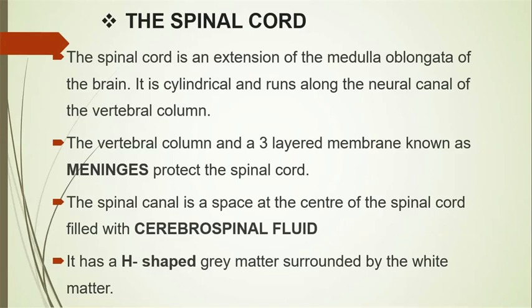Now, the vertebral column and a 3-layered membrane known as meninges protects the spinal cord. So the function of the vertebral column is to protect the spinal cord. The spinal canal is a space at the center of the spinal cord filled with cerebrospinal fluid, and that is where the spinal cord runs through. The spinal cord has a H-shaped gray matter surrounded by the white matter. When you see the image, you will understand better.